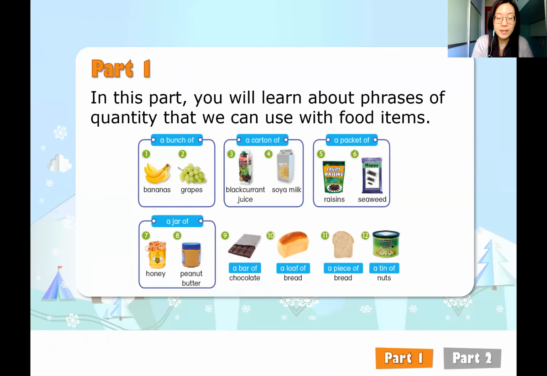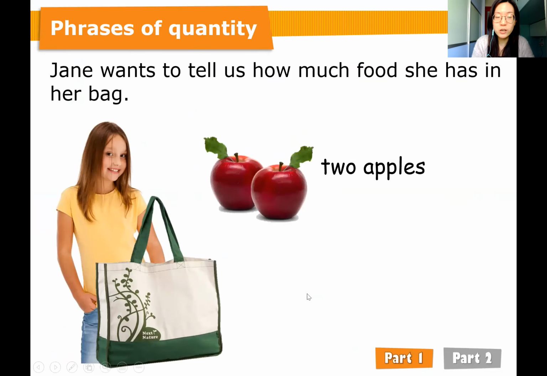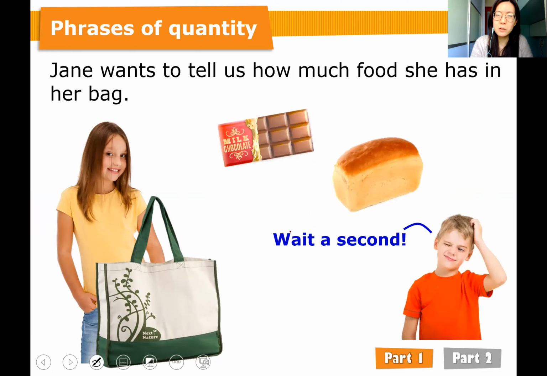So let's see. Jane wants to tell us how much food she has in her bag. So let's count. Oh, she got 2 apples, right? 1, 2, 2 apples. How about eggs? How many eggs does she have? Let's count. 1, 2, 3, 4, 5, 6. 6 eggs.